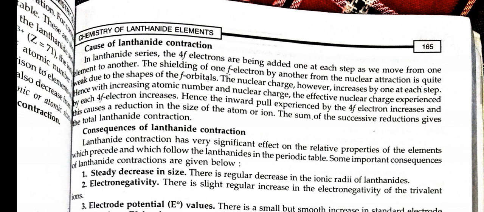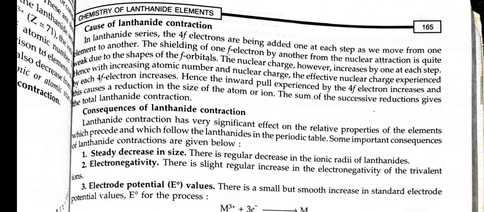Consequences of lanthanide contraction. Lanthanide contraction has a very significant effect on the relative properties of the elements which precede and which follow the lanthanides in the periodic table. Some important consequences of lanthanide contraction are given below. First is steady decrease in size. There is a regular decrease in the ionic radii of lanthanides. Second is electronegativity. There is a slight regular increase in the electronegativity of the trivalent ions.